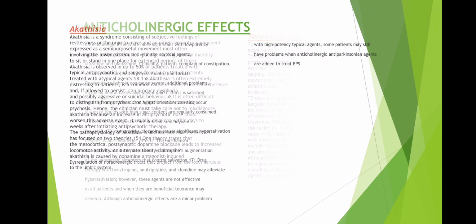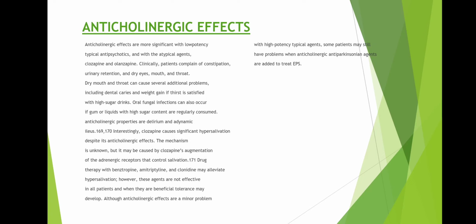Now let's come to the anticholinergic effects. The anticholinergic effects are more significant with low-potency typical antipsychotics and with the atypical agents clozapine and olanzapine. Clinically, patients complain of constipation, urinary retention, and dry eyes, mouth, and throat. Dry mouth and throat can cause several additional problems, which are dental caries and weight gain if thirst is satisfied with high-sugar drinks. Oral fungal infections can also occur if gum or liquids with high sugar content are regularly consumed. Serious anticholinergic complications are delirium and adynamic ileus.